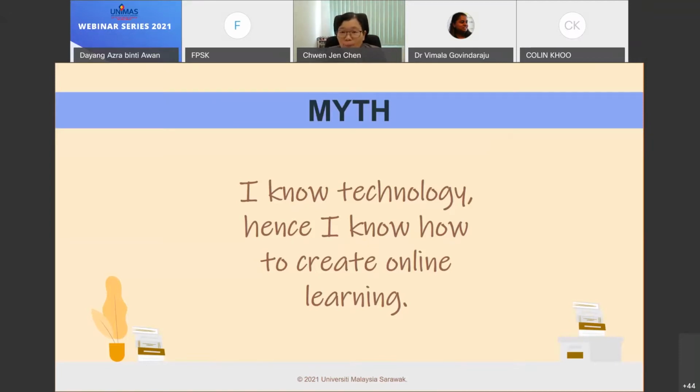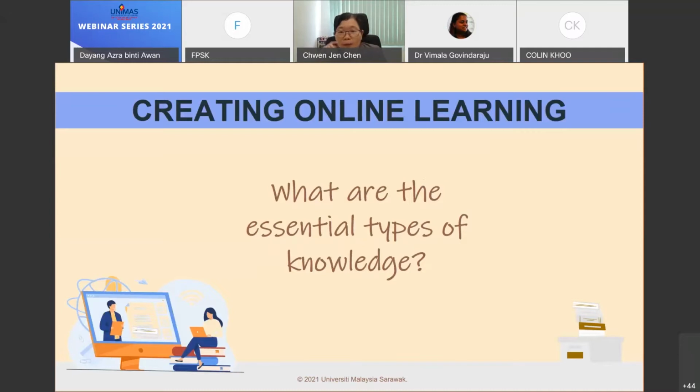Knowing the technology undeniably is important. It's one of the types of knowledge that you need to have when we talk about designing online learning. But technology is definitely not the only knowledge that you need to have when you talk about creating online learning. So the question is, what are the essential types of knowledge if you want to create engaging online learning?